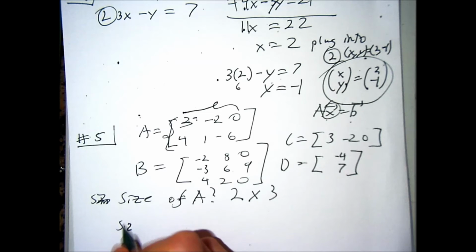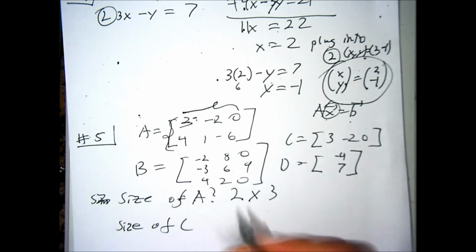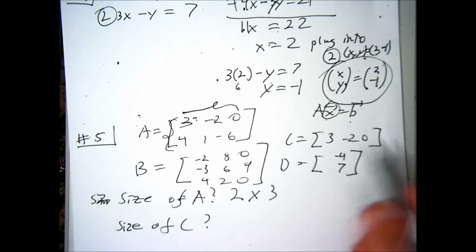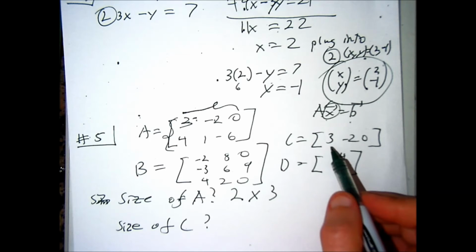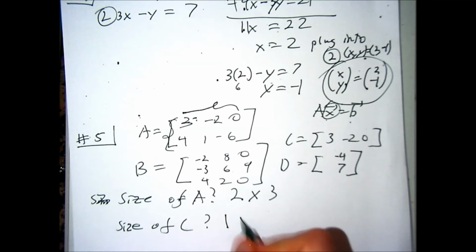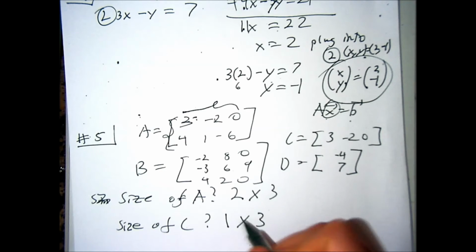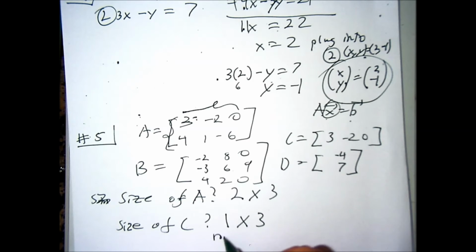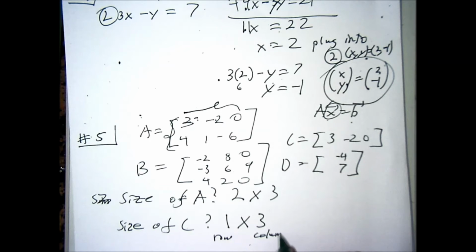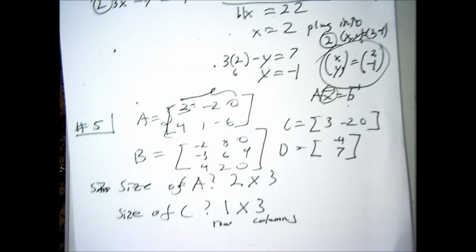Size of C. Well, how many rows do we see? We see one row and we see 3 columns. So you always write the row first. This is the row and this is the columns. Okay?